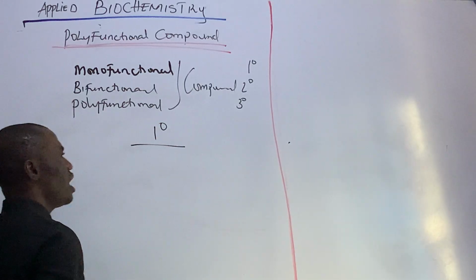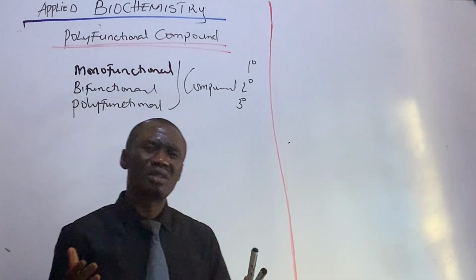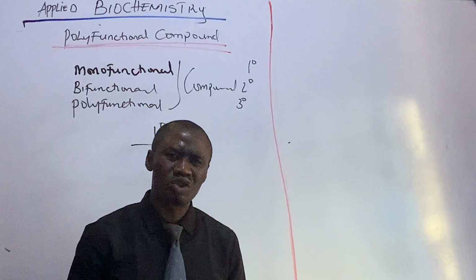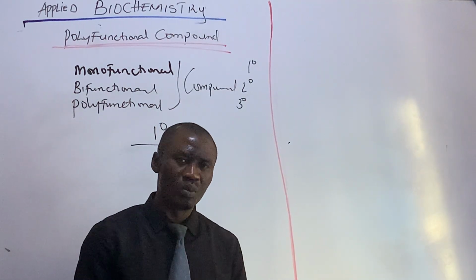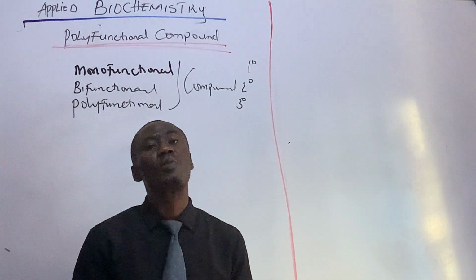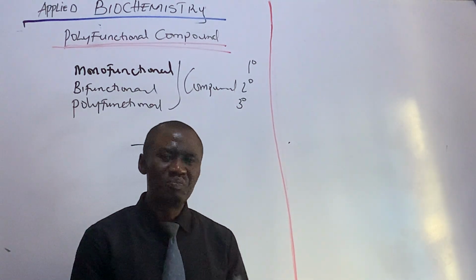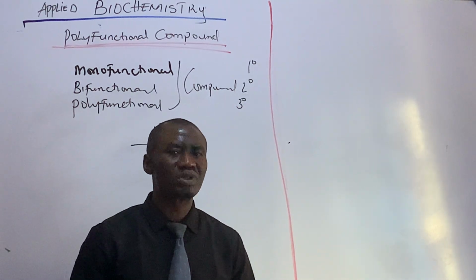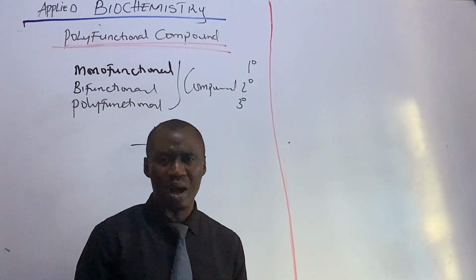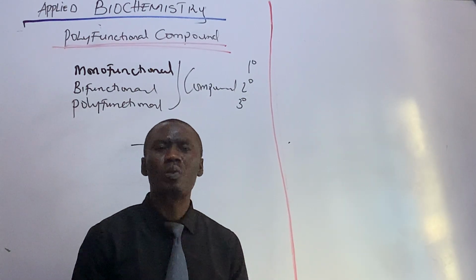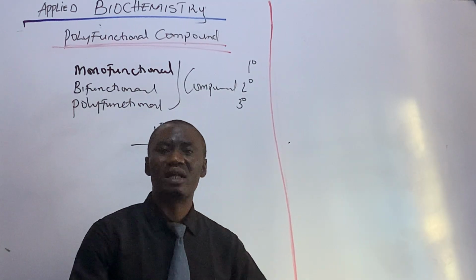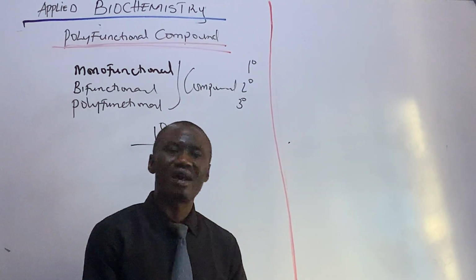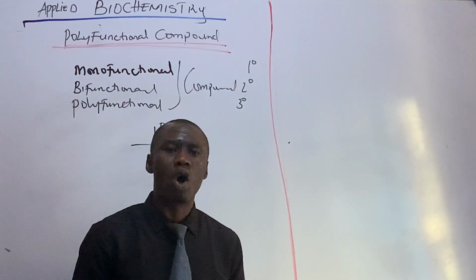Now, let's take the first one, monofunctional compound. Let's look at the word. What's the meaning of the word functional? The word functional is derived from functional group. And a functional group is a group of atoms that identifies or shows the characteristics of the compound, that represents or predicts the characteristics or the behavior of the compound.